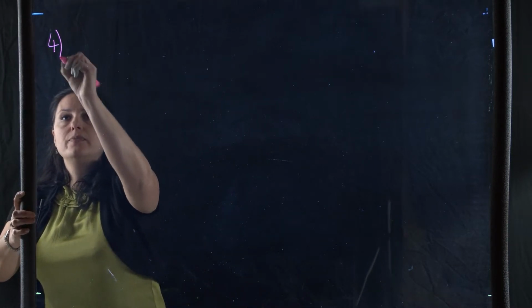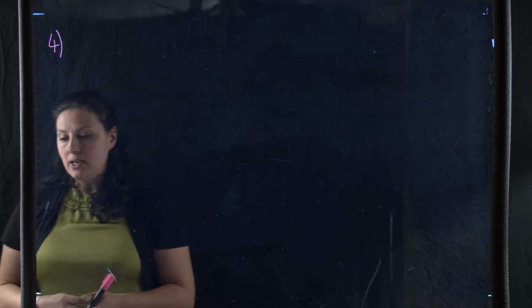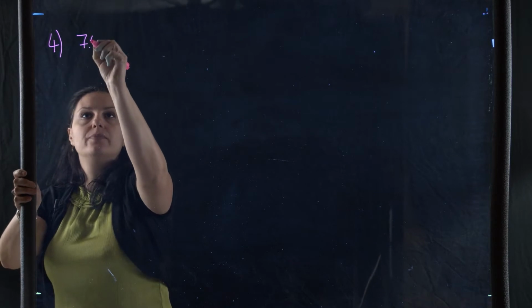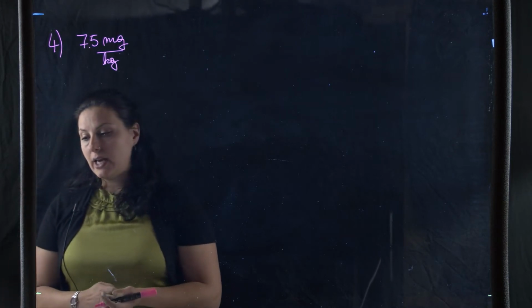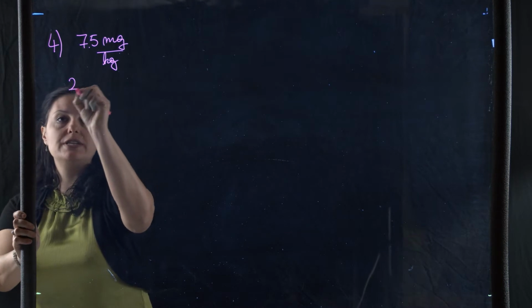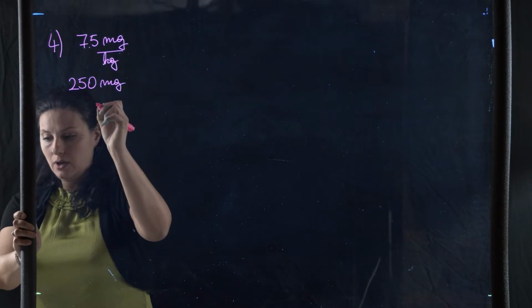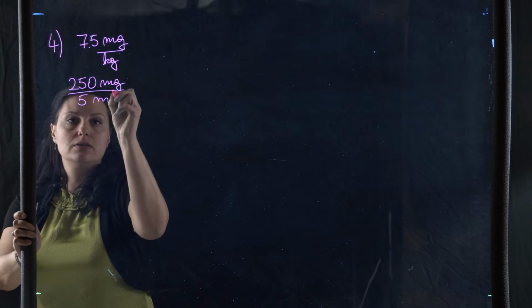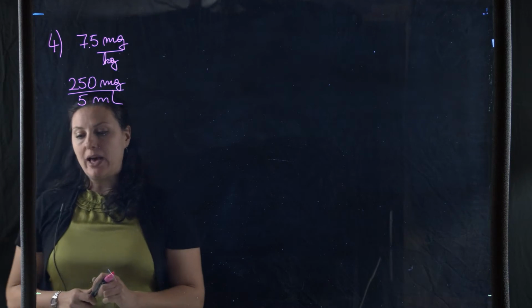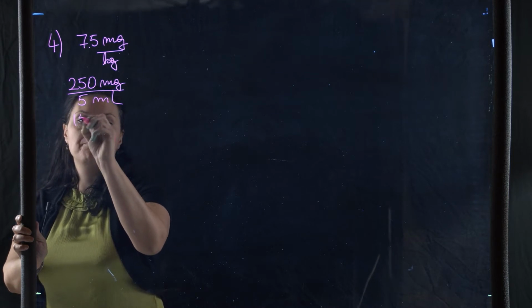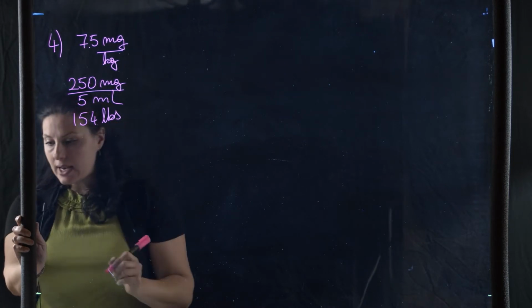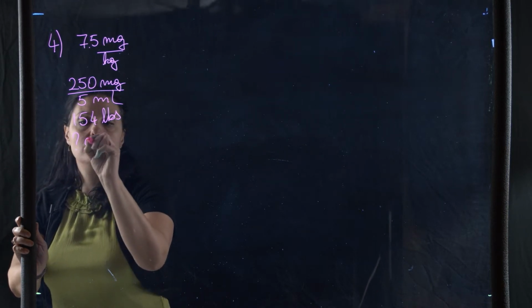Okay, let's take a look at the problems on slide 54. Number 4, it says the physician orders Biaxin 7.5 milligrams per kilogram every 12 hours. If the drug strength is 250 milligrams per 5 milliliters, how many milliliters of this antibiotic drug should be administered to a patient who weighs 154 pounds? And I am asked to calculate the milliliters.